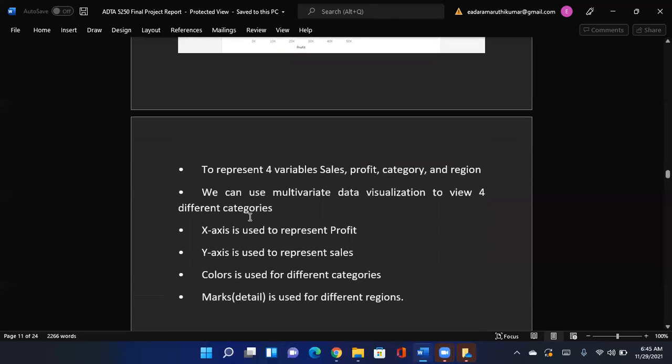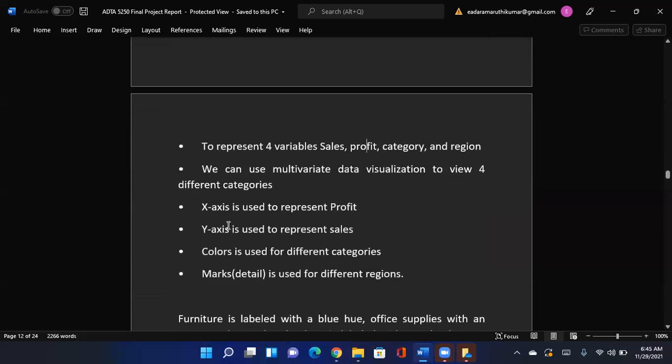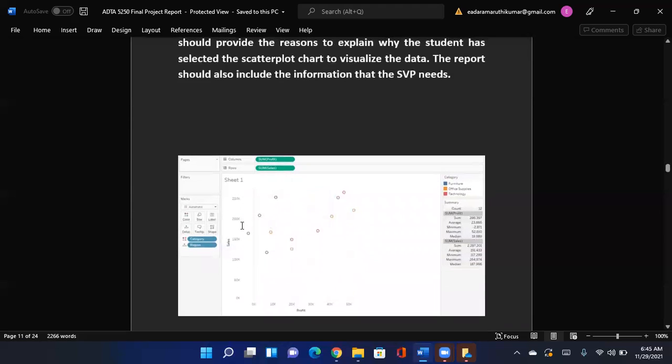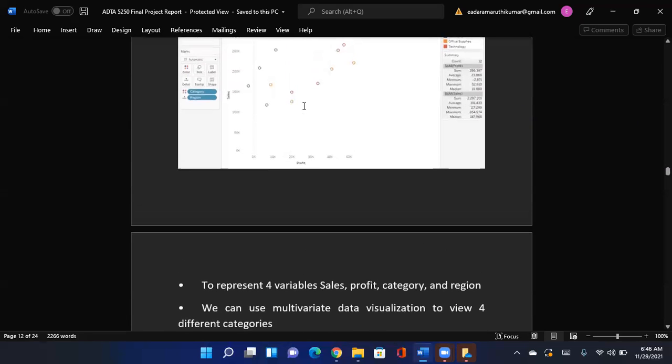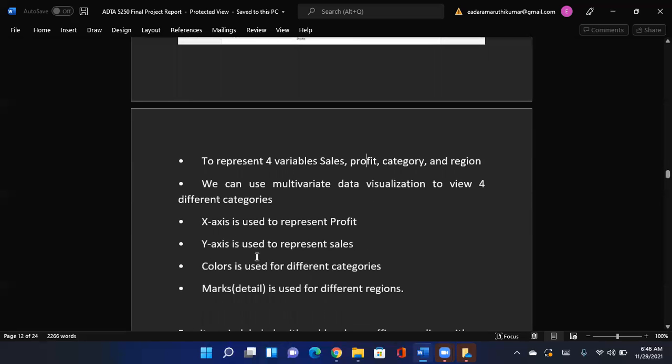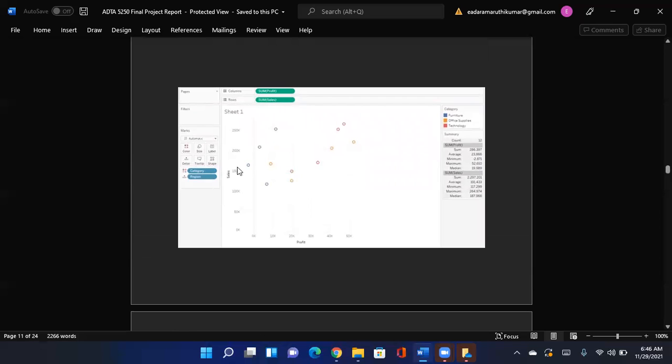And also here we have the top four variables. The top represented variables are sales, profit, category, and region. For category, we are showing the number of sales and profit. Now we are showing the scatter plot above. The x-axis is used for profit, and the y-axis is used to represent the sales.